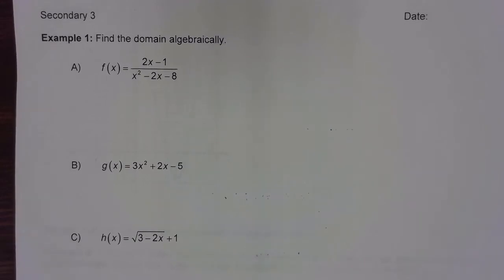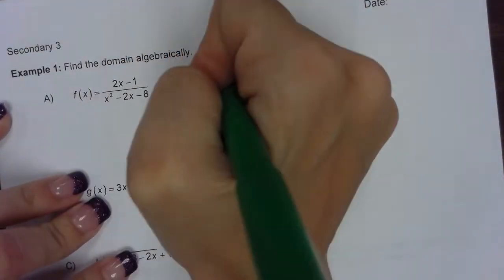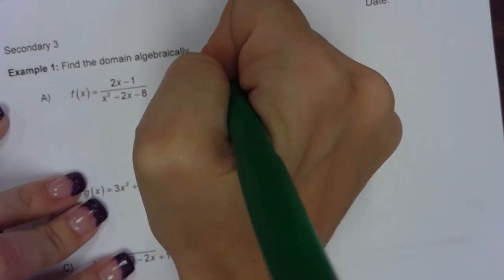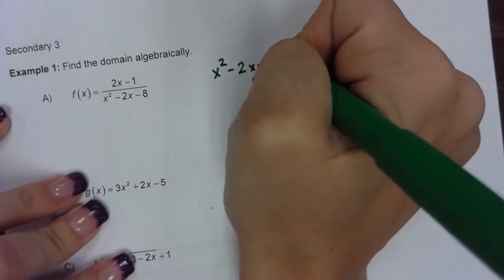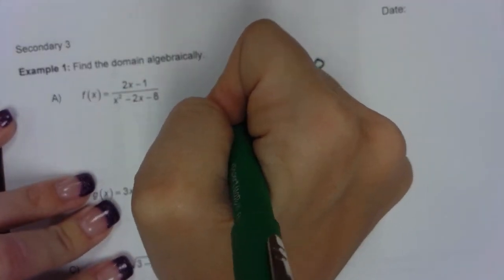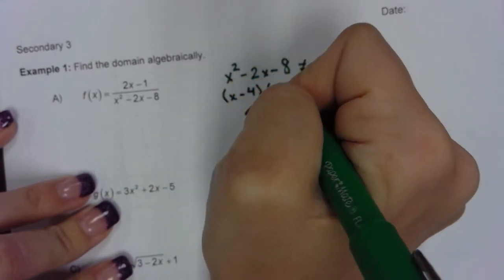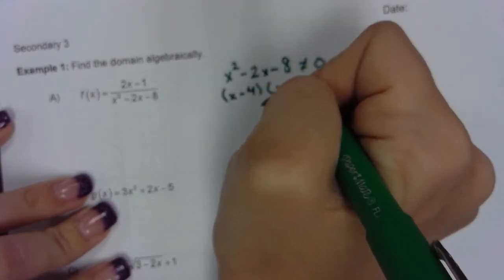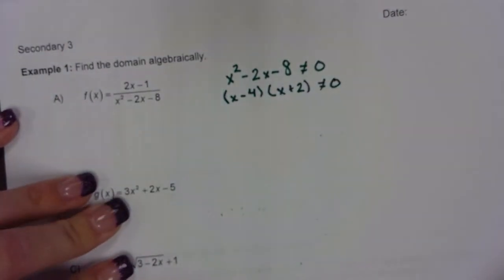Alright, so let's do some of this practice together. So again, this is a rational with a denominator. So what do we have to do? We set the denominator not equal to 0. We're going to solve. So of course we have an x squared and x in here, so we're going to factor. I'm going to allow you guys to factor whichever way you want, but in the end, you need to have x minus 4 times x plus 2. Don't forget, it does not equal 0.